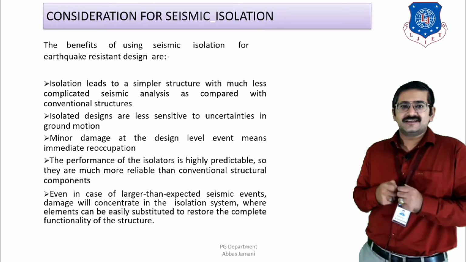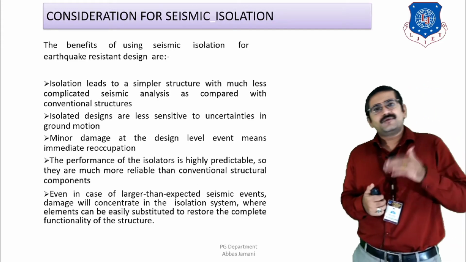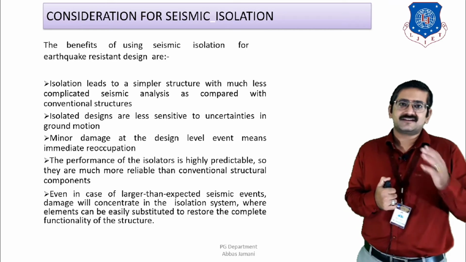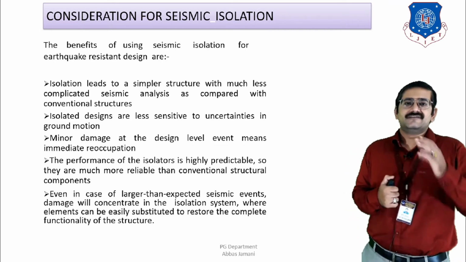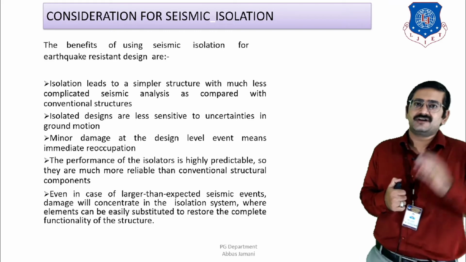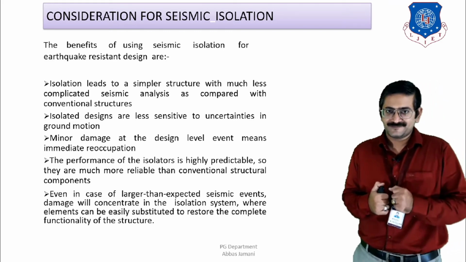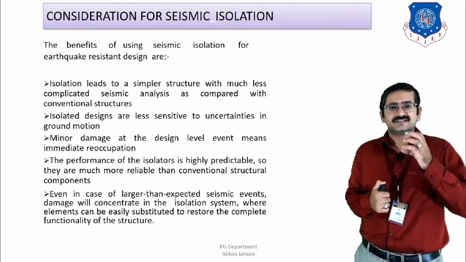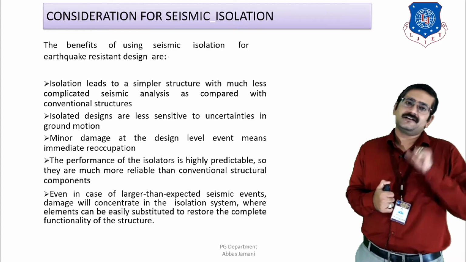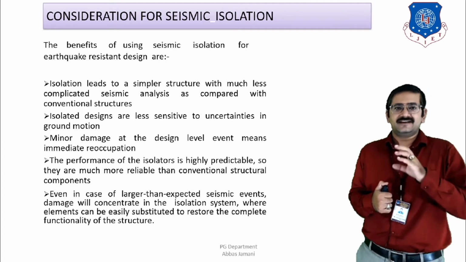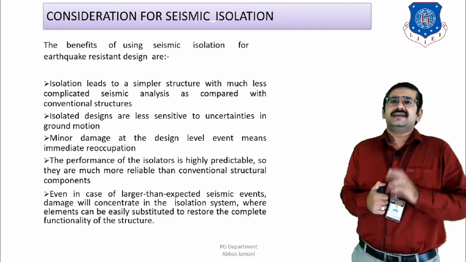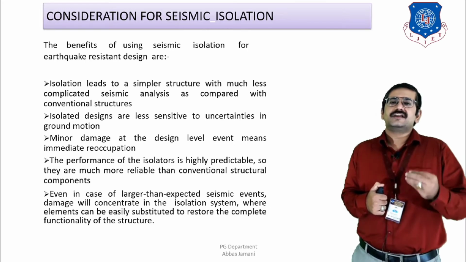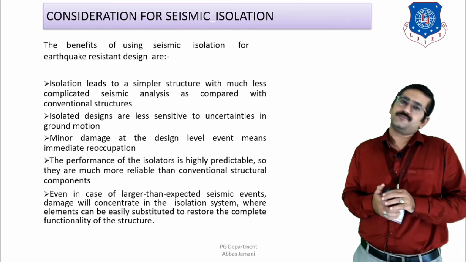The other thing that can be said is that the behavior of the isolator is very much predictable. So it is going to be more reliable as compared to the performance of a conventional structure, wherein only a particular type of behavior or damage is expected. Since these isolators are pretty flexible in nature, damage is not likely to occur. However, if damage does occur, it is going to be at the local level, and of such extent that immediate repairing or retrofitting of that particular junction is likely to be possible.